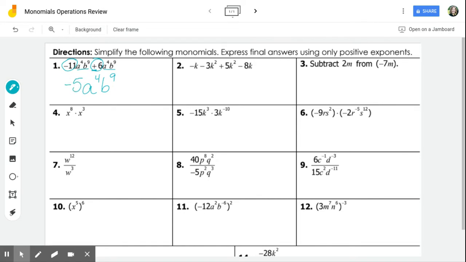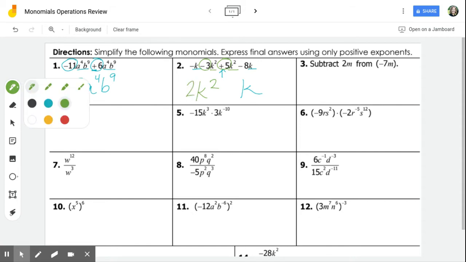Okay, in this problem, number 2, we are once again adding. So we're going to, in our minds, go back to the rule that we have. We must have like terms, k and k. And then another one we have is k squared and k squared. So I'm going to bring down k squared, and I'm going to bring down k. All right, so let's first deal with k squared. So I have a negative 3, and I have a positive 5. Negative 3 plus 5 is a positive 2.